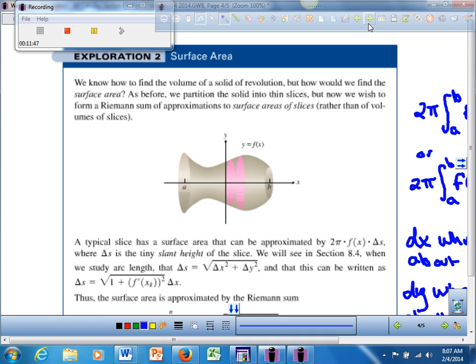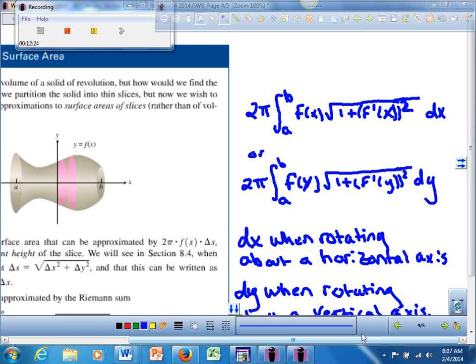All right. And what I want you to write down to start is the actual formulas, and then I'm going to talk about them on the sideboard, because I describe it a little bit differently than they do. So here are the 2 formulas for surface area, depending on whether you are in X or Y. We have 2 pi times the integral from a to b of f of x times the square root of 1 plus f prime of x squared dx. Only the f prime of x is squared.